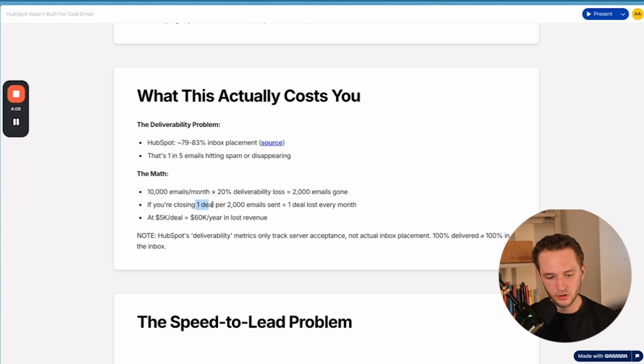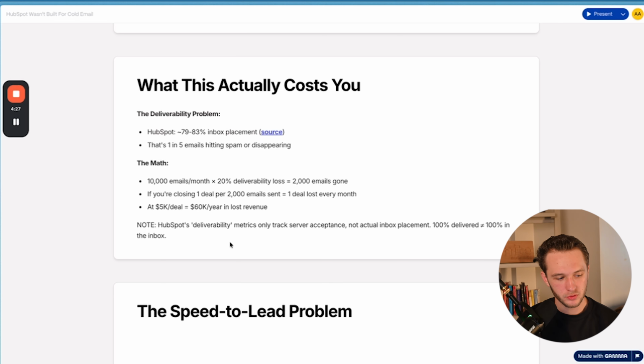So if you're closing one deal for every 2,000 emails sent, you're losing that deal every month, right? A 5K deal, obviously you could do the math for your own numbers, but it is noticeable and it is a pretty big opportunity cost that's just causing you to lose money for no reason, right?